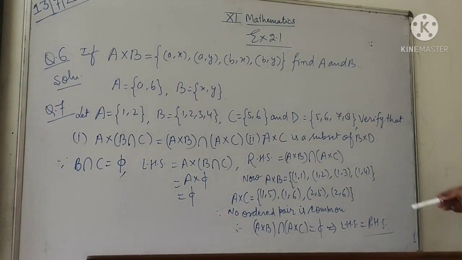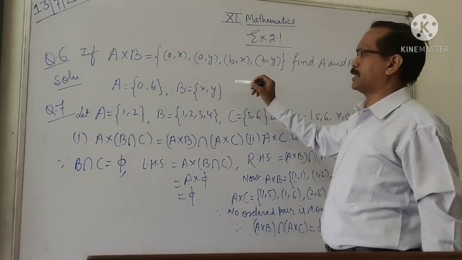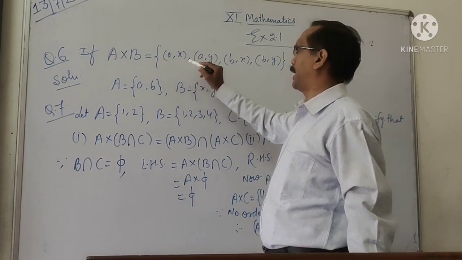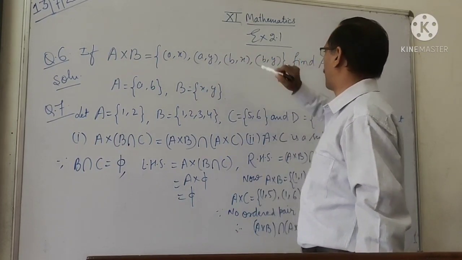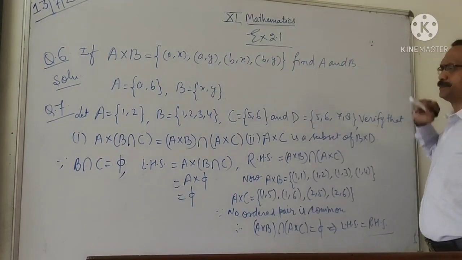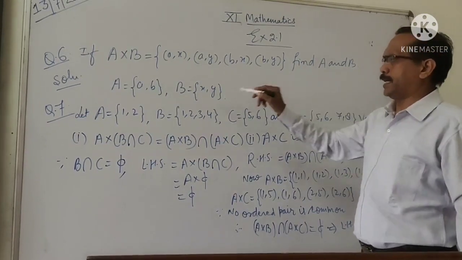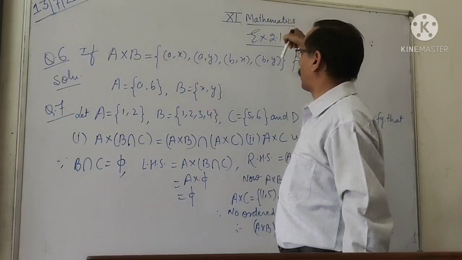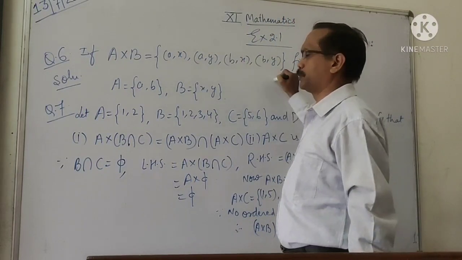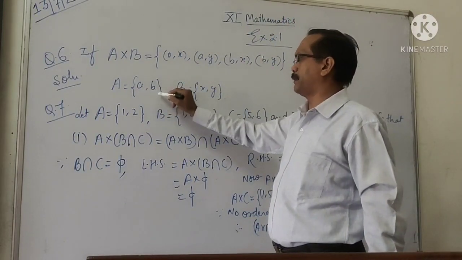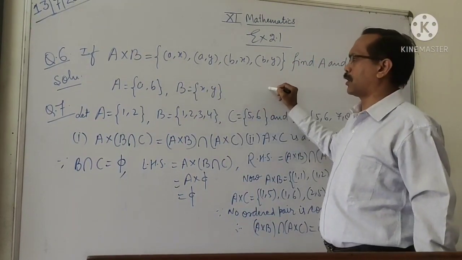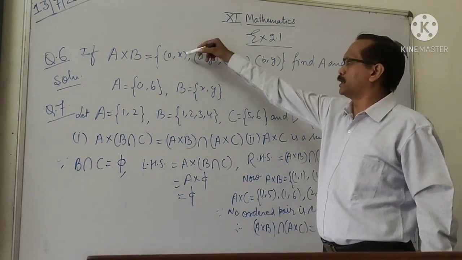Now student, next question, question number 6. Here A cross B is the ordered pairs (a, x), (a, y), (b, x), (b, y). Find A and B. The set A is the first elements of the ordered pairs of A cross B, so it is {a, b}. Set B is the second elements of the ordered pairs of A cross B. It is {x, y}.